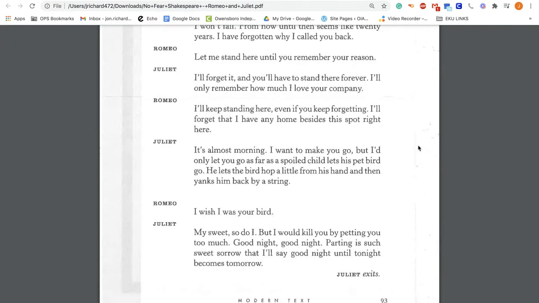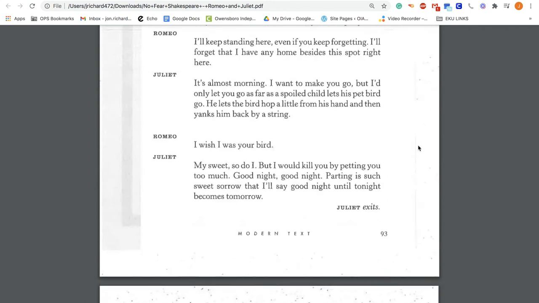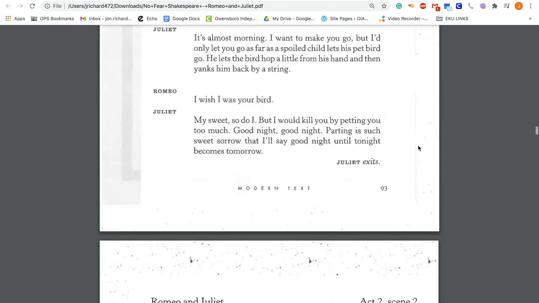Juliet: It's almost morning. I want to make you go, but I don't want to let you go as far as a spoiled child lets his pet bird go. He lets the little bird hop a little from his hand and then yanks him back by a string. Romeo: I wish I was your bird. Juliet: My sweet, so do I, but I would kill you by petting you too much. Good night, good night. Parting is such sweet sorrow that I'll say good night until tonight becomes tomorrow.